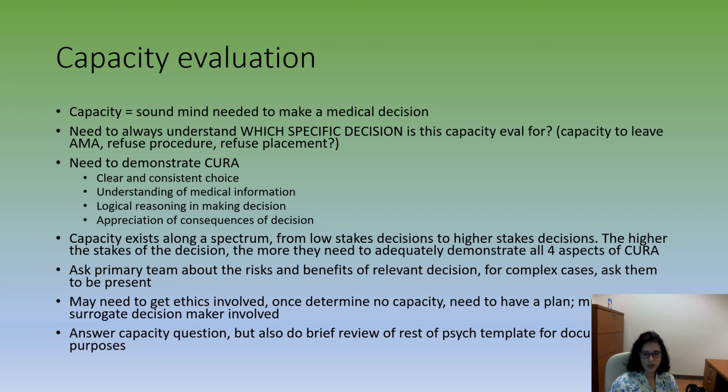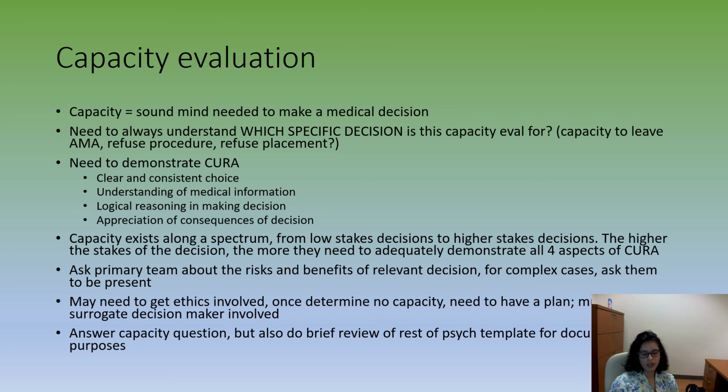Capacity exists along a spectrum from low stakes decisions to higher stakes decisions. The higher the stakes of the decision, the more they need to adequately demonstrate all four aspects of CURA. So if they just want to refuse a blood draw, which is not really that important for their medical care, and they don't clearly show all of CURA, maybe they have a dementia or cognitive impairment, would it really be worthwhile to stick that patient or put them in restraints to get that inconsequential blood draw? Probably not. So we wouldn't need them to demonstrate all of CURA. However, if they were trying to refuse a life-saving procedure, then they would probably need to show more of CURA.